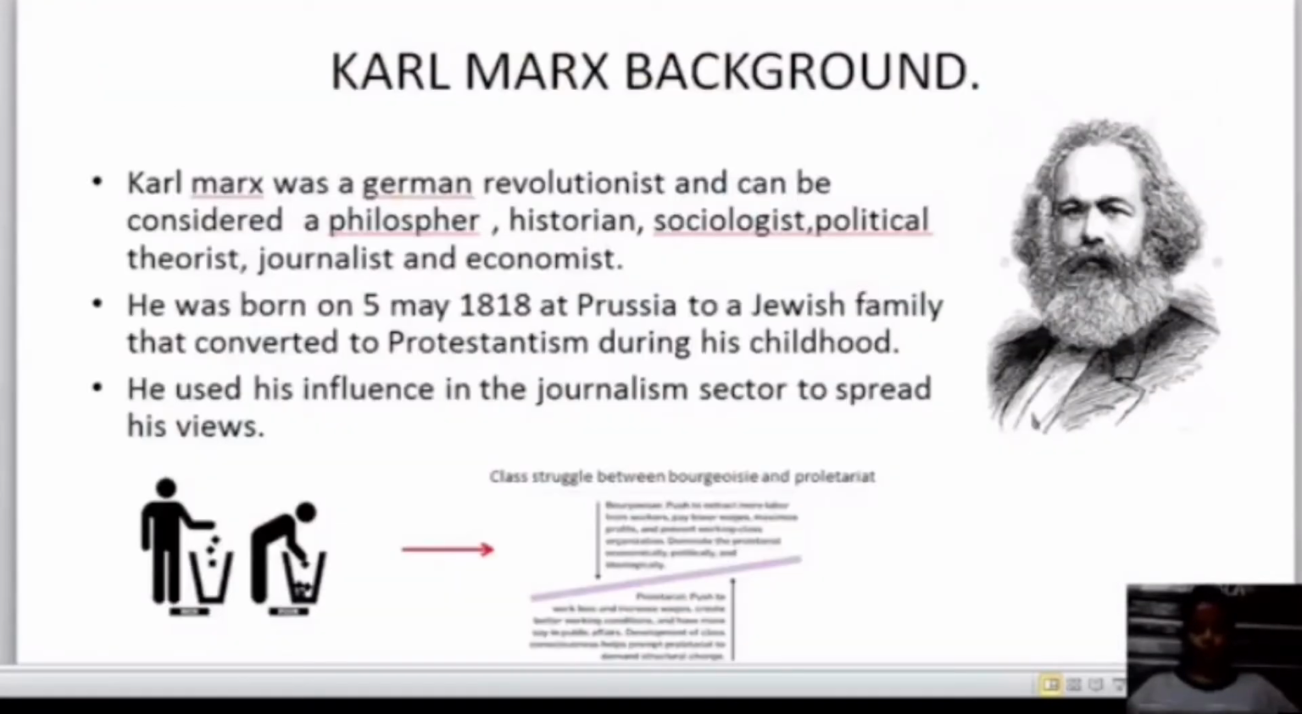Karl Marx was a German revolutionist and can be considered a philosopher, historian, sociologist, political theorist, journalist, and economist. He was born on 5 May 1818 in Prussia to a Jewish family that converted to Protestantism during his childhood. He used his influence in the journalism sector to spread his views.